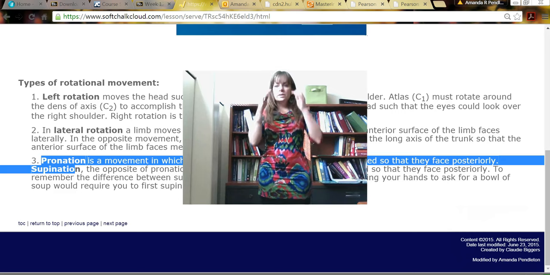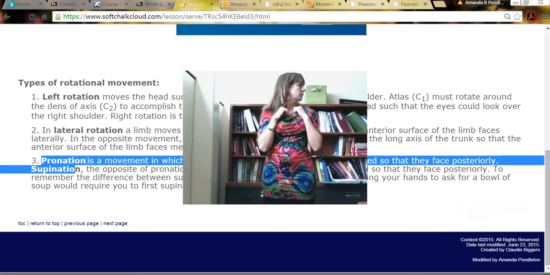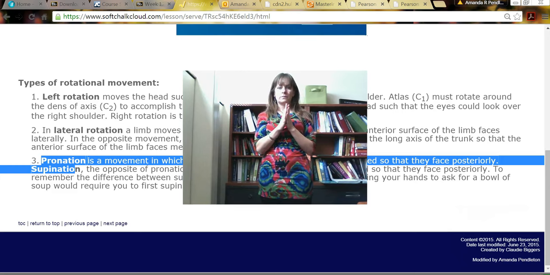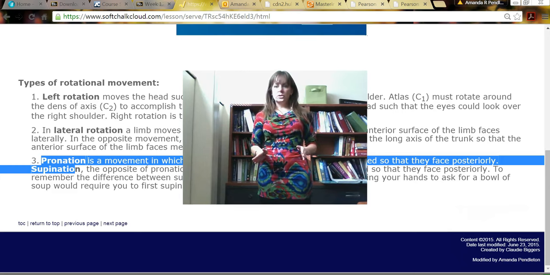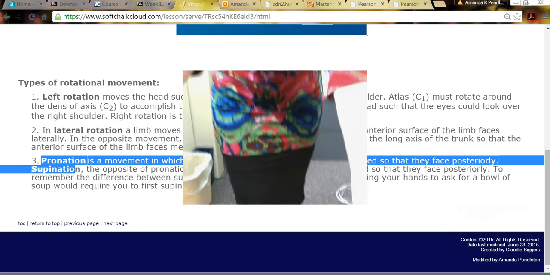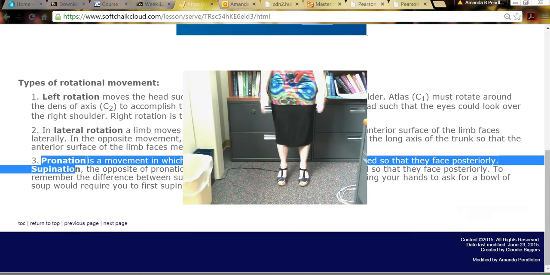Okay, left rotation and right rotation, that's pretty simple. So left rotation is just rotating the head so that you could look over your left shoulder. And then right rotation, the opposite, rotating your head so you could look over your right shoulder. Okay. Lateral and medial rotation, I think that's best seen with this hip joint, so let me adjust the camera angle a little bit.